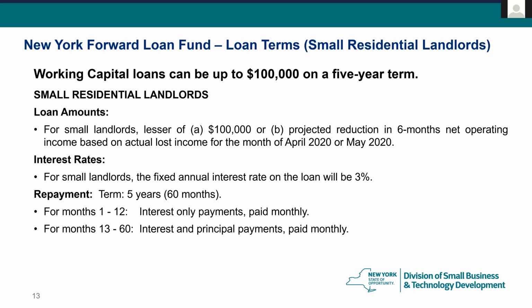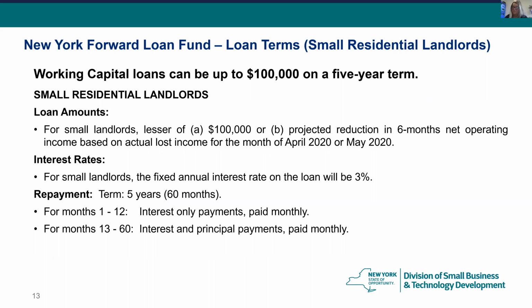So if you're a small residential landlord and in April, you would usually be able to collect $25,000 in rent from your tenants. You're only able to collect $15,000 in rent from your tenants. That means there was $10,000 in rent you were unable to collect. That's your lost income for the month of April. You'd multiply that by 6, get $60,000. $60,000 is the maximum amount you're allowed to borrow.